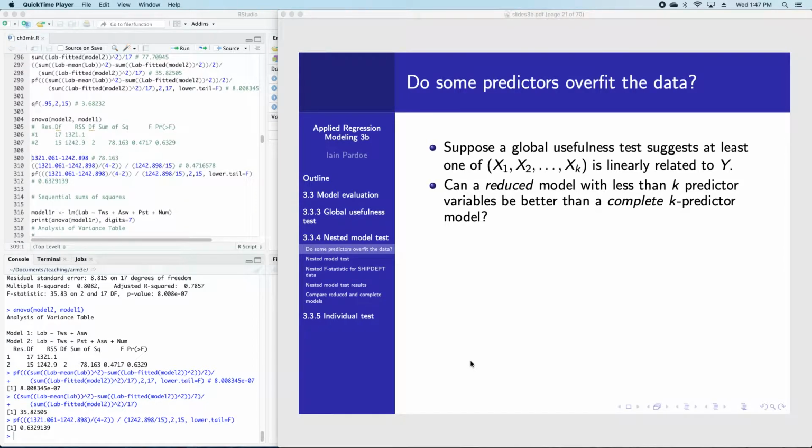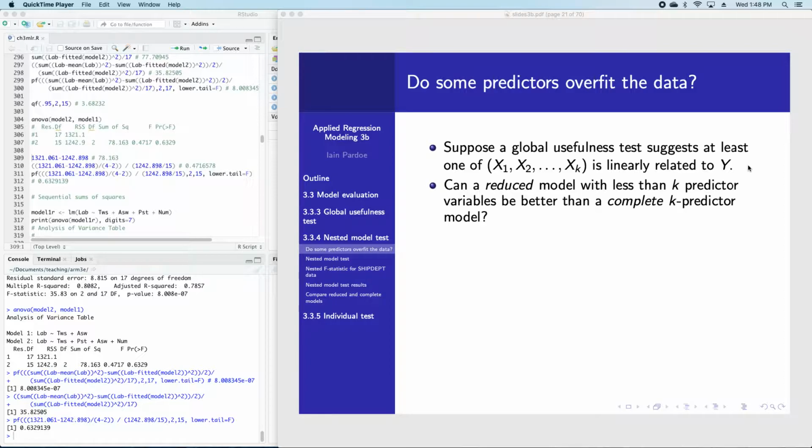In the last video, I talked about the global usefulness test, or the overall F-test, for testing whether all the regression parameters b1, b2, all the way up to bk could be 0. Let's suppose that we've done that test and we've rejected the null hypothesis and concluded that at least one of the predictors, x1, x2, up to xk, is linearly related to y.